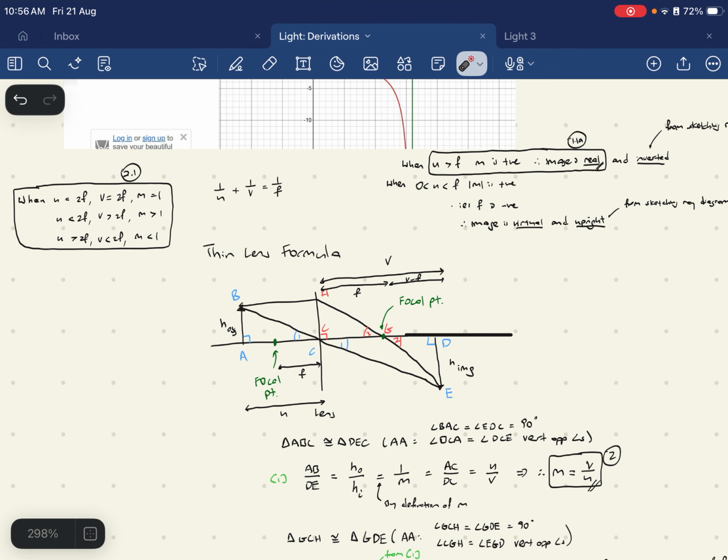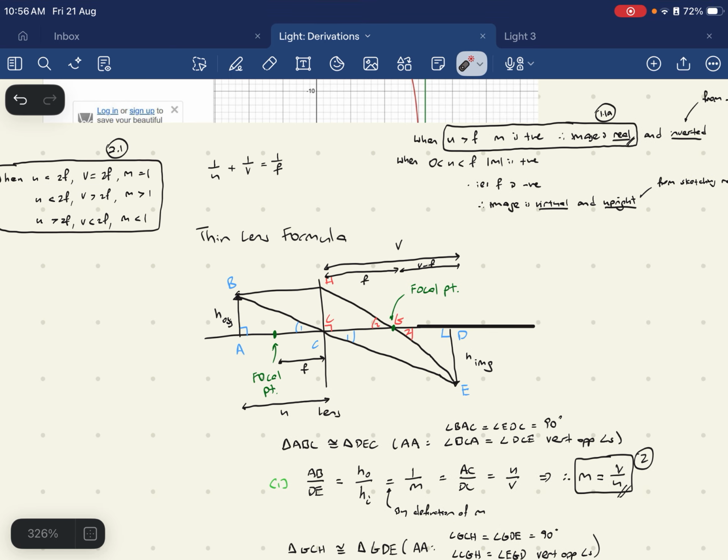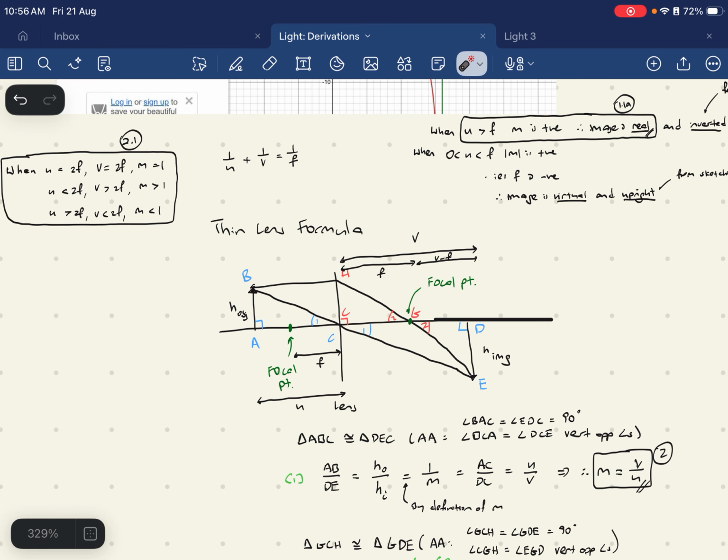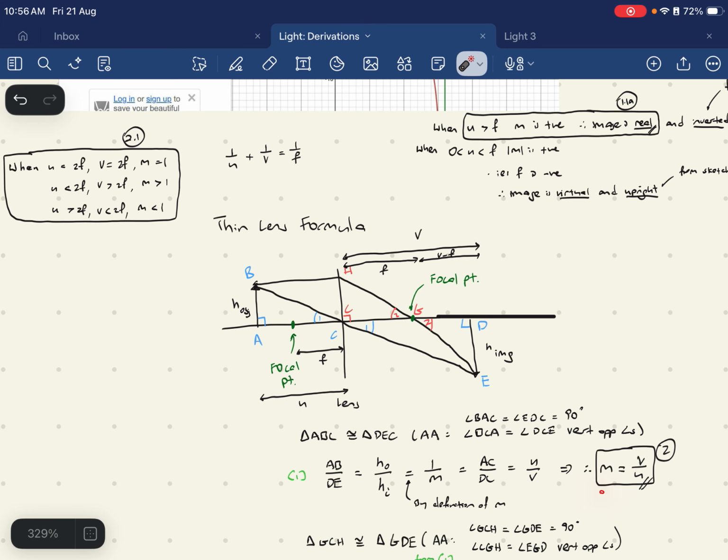Okay, then there are some implications of the thin lens formula. If you take a look at the magnification that we previously obtained, it is V over U. So you consider this thin lens formula and you ask what happens if U is equal to 2F. If U is 2F, then V is also 2F, because this term is half of 1 over F and this term is half of 1 over F. So their total is just 1 over F.